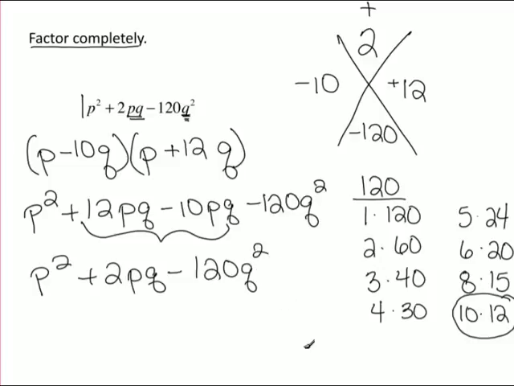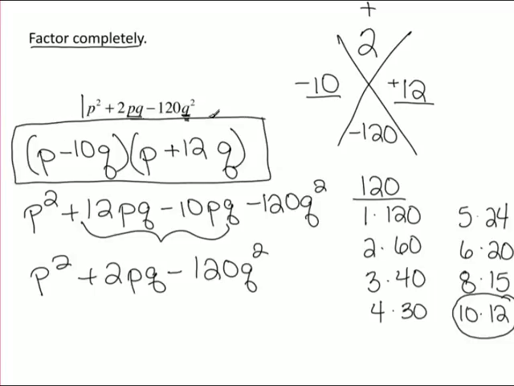So you can see that if you have an added variable, then we just continue using the X puzzle so we can find the numbers that we need. And then we just have to add a Q at the end so we can come up with the answer that we need. So the factored form of P squared plus 2PQ minus 120Q squared would equal P minus 10Q times P plus 12Q.